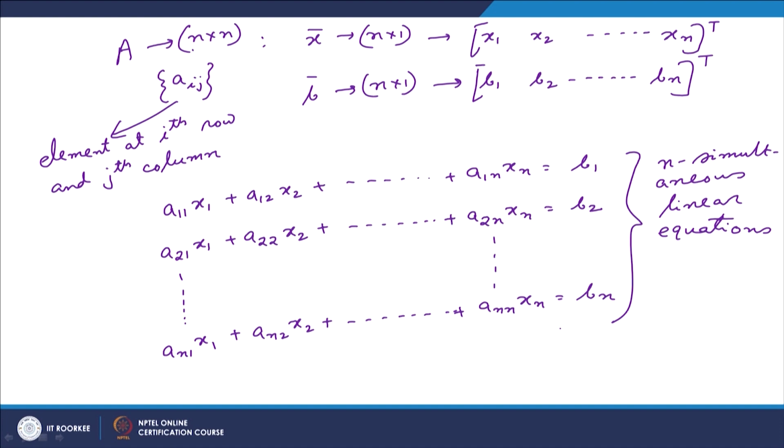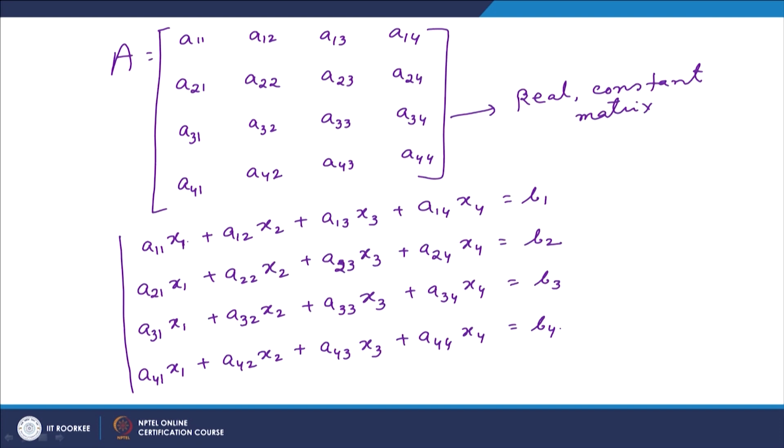This set of n simultaneous linear equations can also be solved by the Gaussian elimination method. In the next lecture, we will first look at the small example of how to solve this, and then we will generalize it for solving the set of n simultaneous linear equations. Thank you.